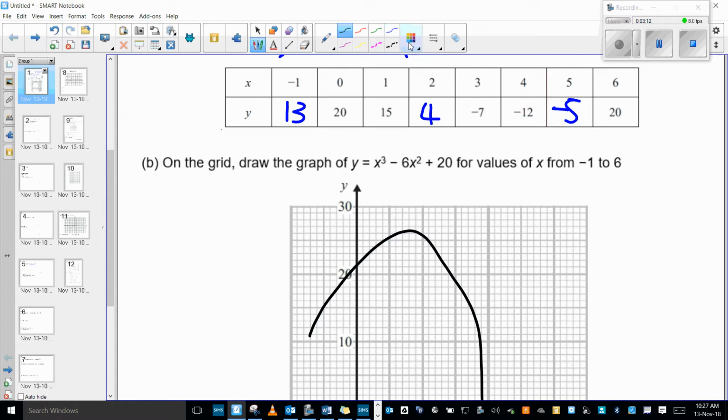It's at these kinds of stages, when you look at this graph here, because the power of x is 3, I want you to try and recognize what it should look like. So it should either be doing that or that, ideally, okay? So if your coordinates somehow don't follow that pattern, that's when you need to double check them. Right, next question.